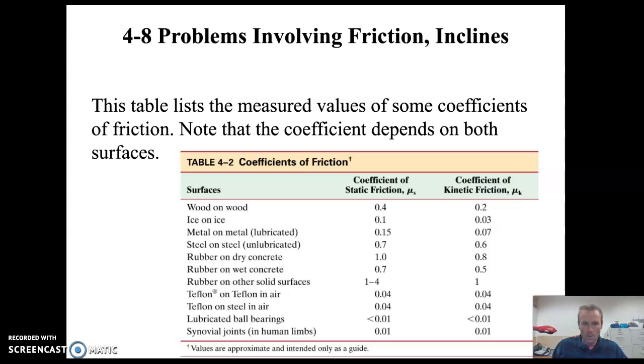So here's some coefficients. We've got wood on wood, 0.4 and 0.2. So we have two columns here. The first column represents the coefficient of static friction, and the second column represents the coefficient of kinetic friction. So static friction is when the objects are not sliding. So think about kinetic friction as the same thing as sliding friction.